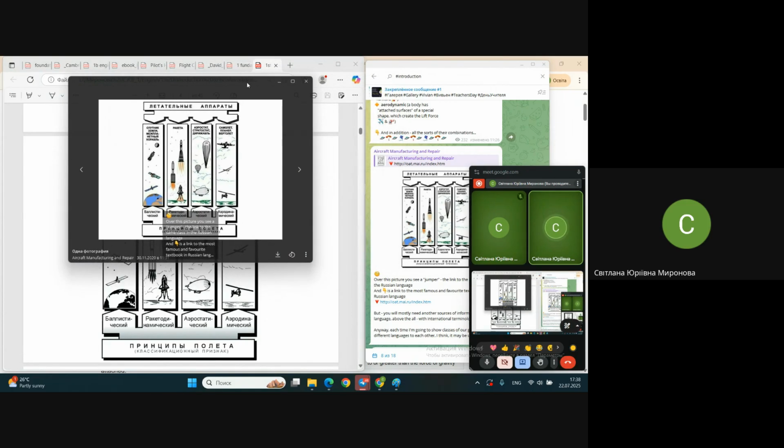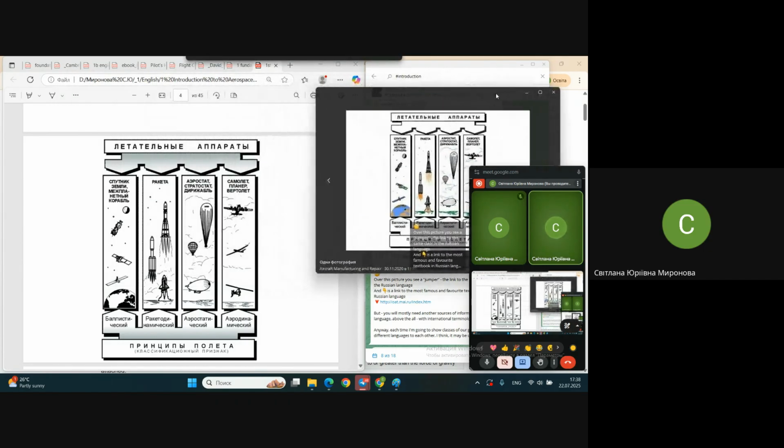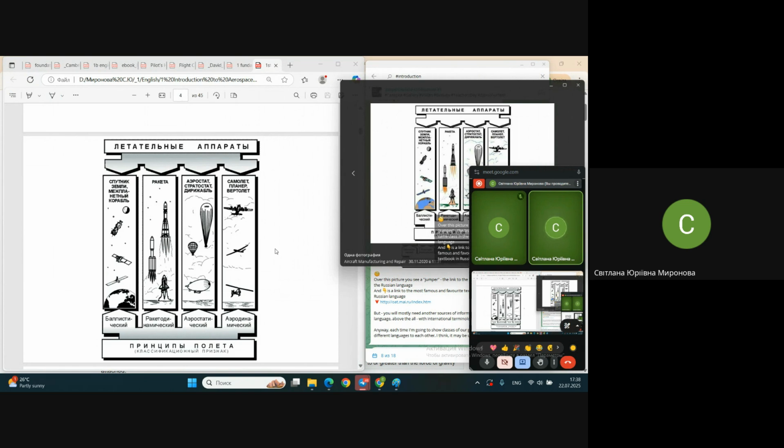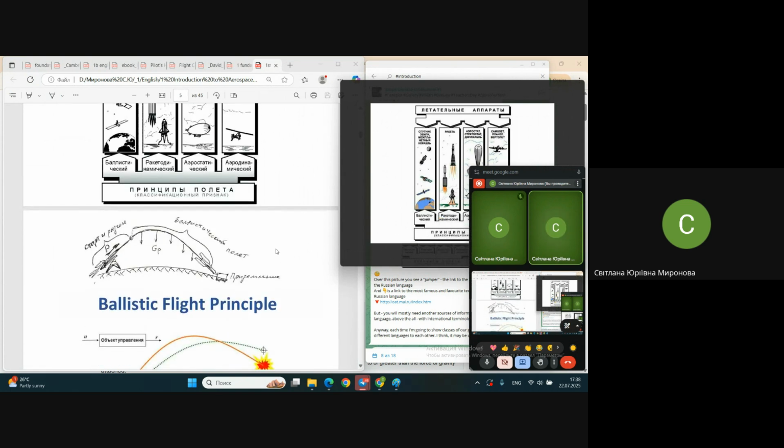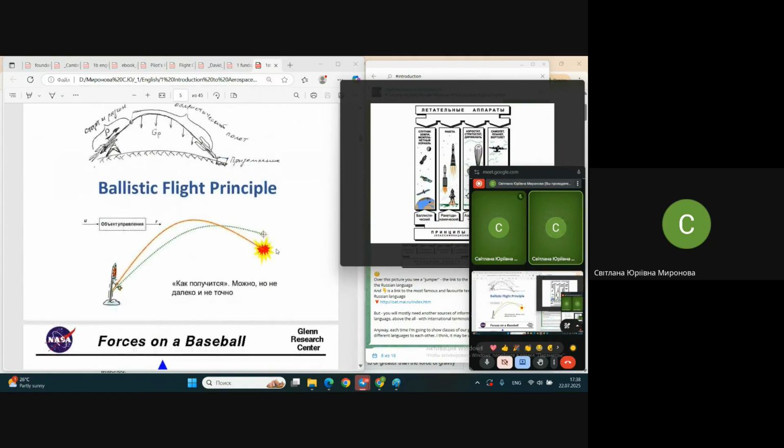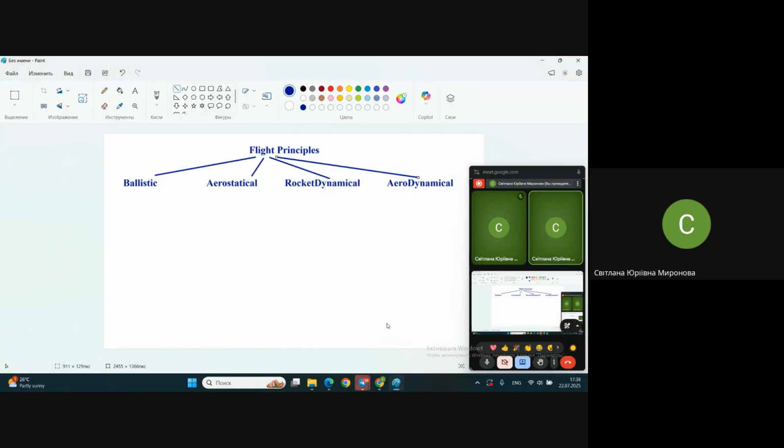So you see the separation of all the possible variety of aircraft into four groups. How does this separation happen? Actually, it comes about from the nature of the lift. From time to time we will use something like a blackboard, a whiteboard in our case. And here you see flight principles divided into four groups.